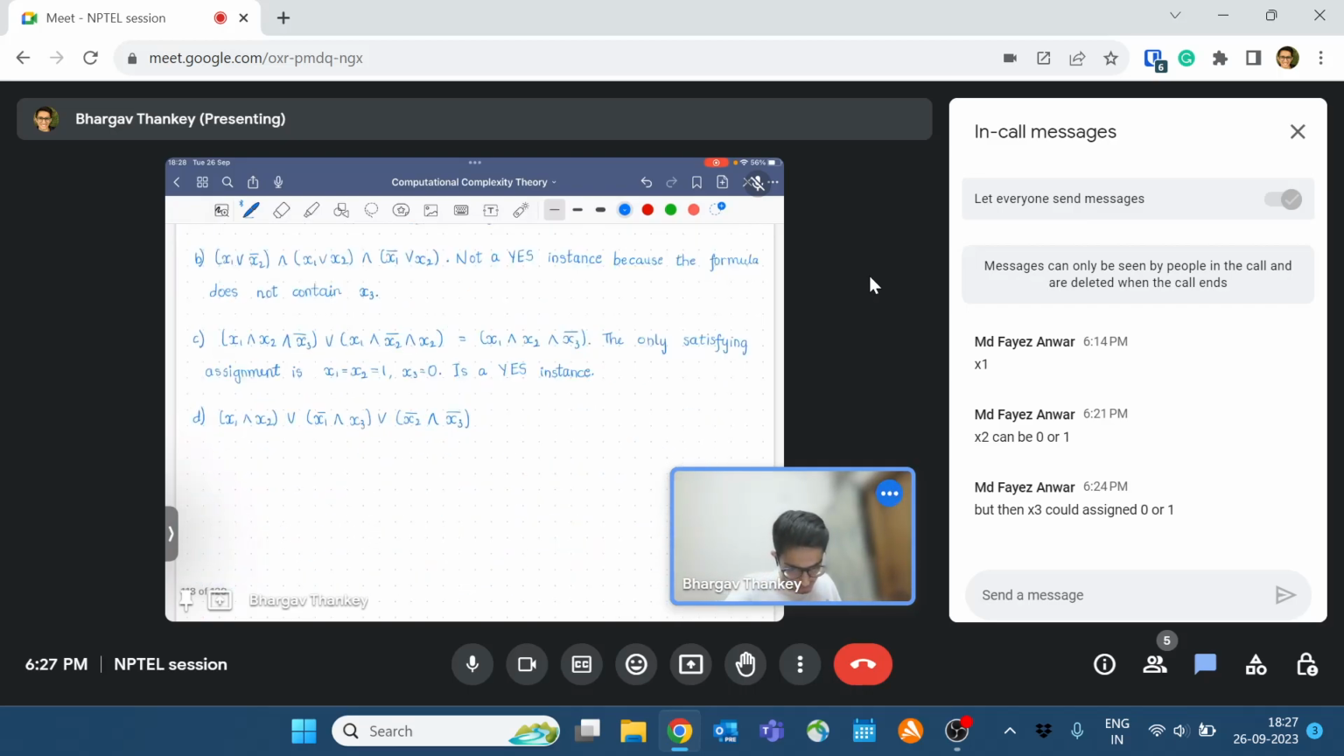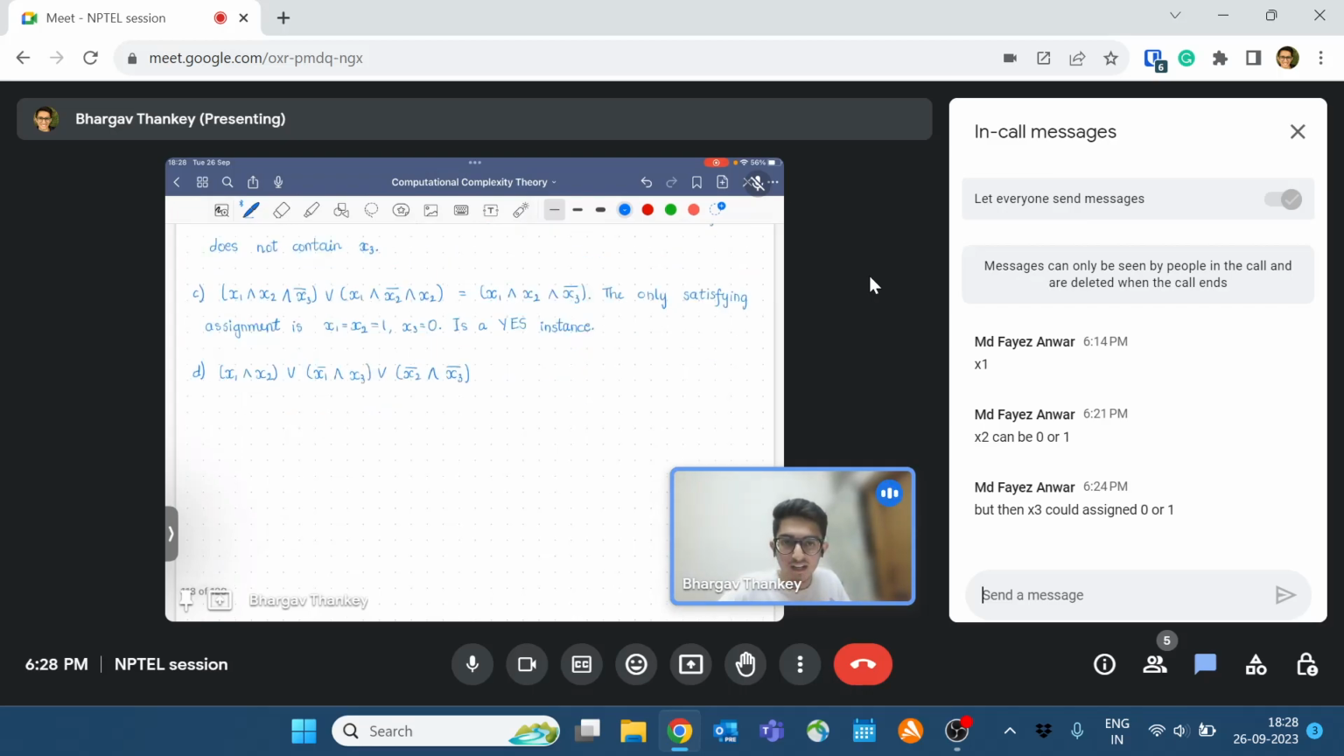Okay, so I'm not sure if it would be easy to simplify this. I don't see a direct way to simplify this. So let's just try some assignments. x1 equals 1 forces x3 to be 1 as well, right? Oh, no, no, this is much simpler. Okay, so x1 equals x2 equals 1 is a satisfying assignment, right?